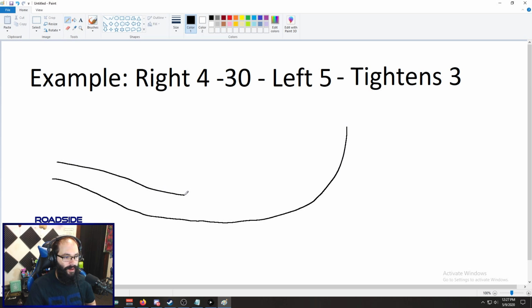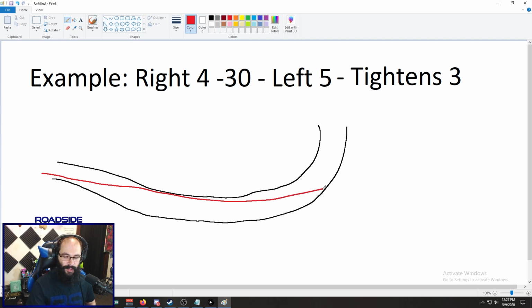So we've got our little road, my super scientific accurate drawings here. I think my right 4 could be a little bit tighter, but for the sake of the example. So before, as I said, what our line was before this Tightens 3 was coming in something like this, right? Assuming this was straight.